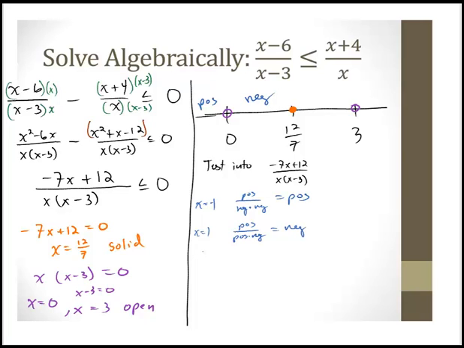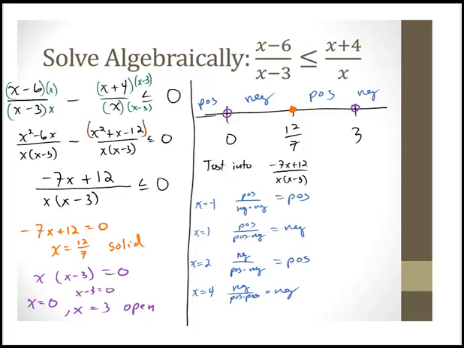Between 12/7 and 3, let's use x equals 2. Negative 7 times 2 is negative 14, plus 12 is negative, over positive times 2 minus 3 is a negative, so that would be a positive. And finally, a value greater than 3, how about x equals 4? That would give me negative 7 times 4 is negative 28 plus 12. That would be a negative over a positive times a positive, and so that would be a negative.